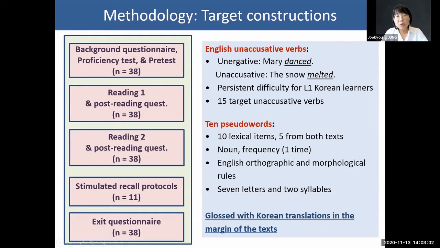And there were also 10 pseudo words to see the impact of glossing and task manipulation on L2 lexical learning. There were 10 lexical items in total from the two texts, 5 in each, and they were all nouns, and they appeared only once. Those target nouns were replaced with pseudo words that followed English orthographic and morphological rules, and all of the 10 pseudo words contained 7 letters and 2 syllables to control the length. And for glossed conditions, they were glossed with Korean translations in the margin of the texts.